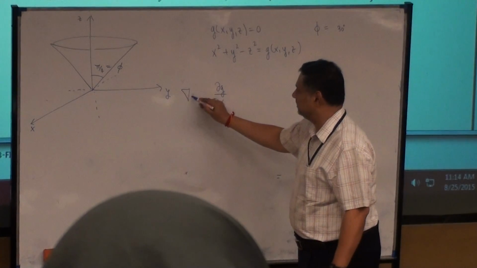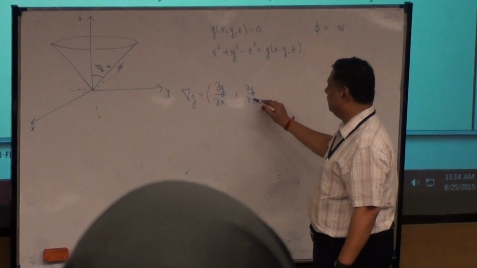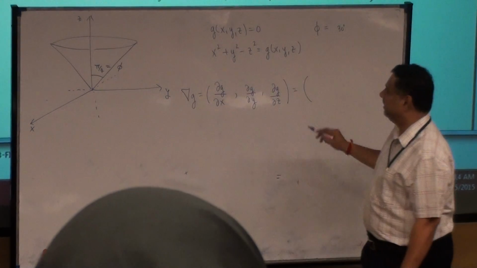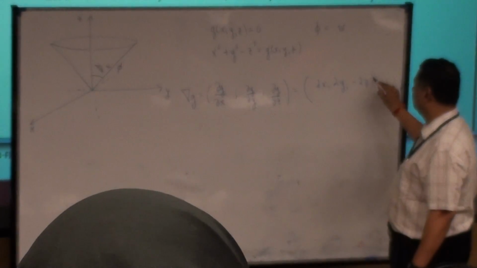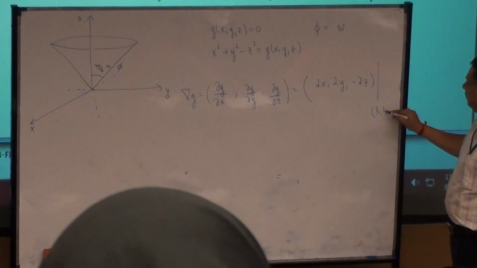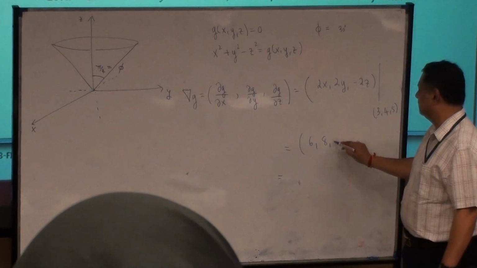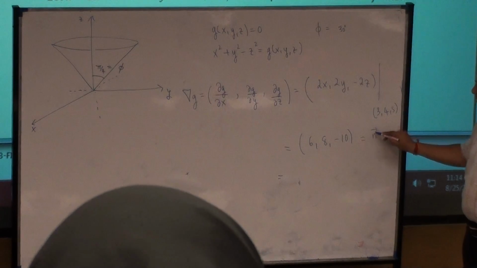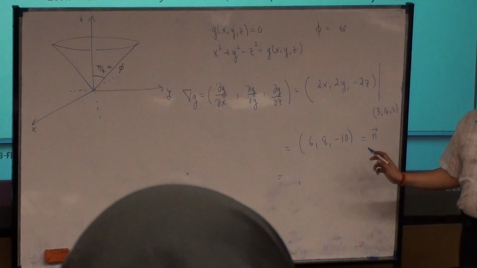So that is grad g. This is del g over del x, del g over del y, and del g over del z. So this would be 2x, 2y, minus 2z. And you have to evaluate this at the point (3, 4, 5). So you get 6, 8, minus 10. What is this value? This will be the normal to the tangent plane.